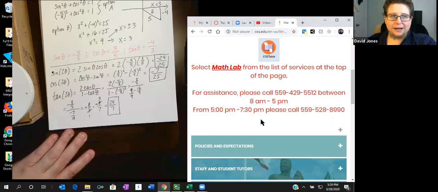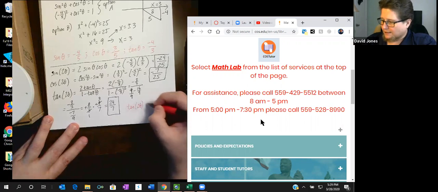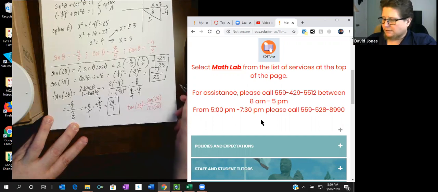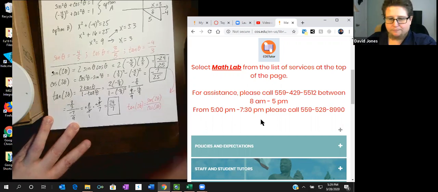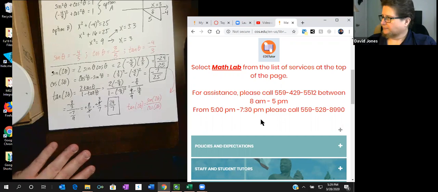Of course, the other way to get tangent 2 theta is sine of 2 theta over cosine 2 theta. And you just pull those down and use them. And you'll get the same thing. Any questions on that?